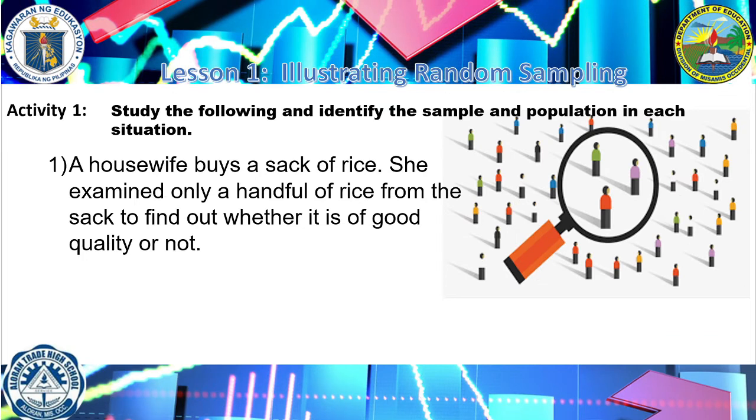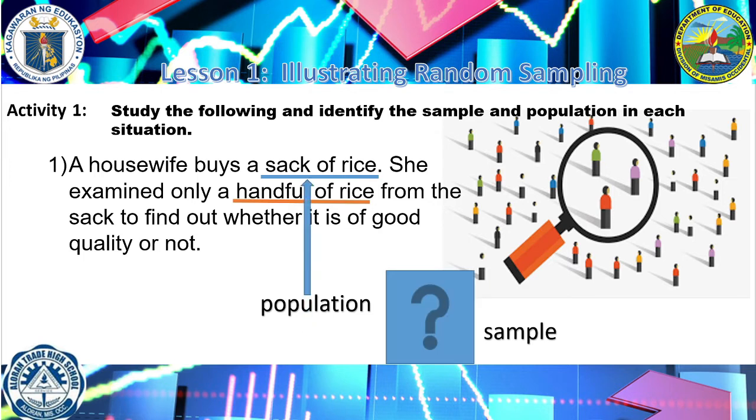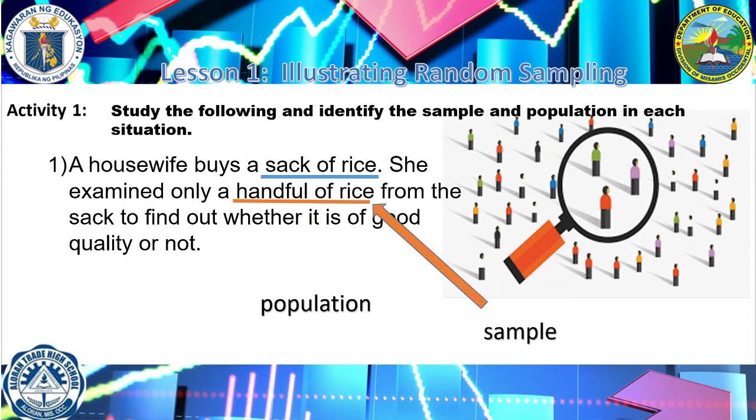Let us have activity 1. Study the following and identify the sample and population in each situation. Number 1. A housewife buys a sack of rice. She examined only a handful of rice from the sack to find out whether it is of good quality or not. We have here sack of rice and a handful of rice. Which is population and which one is sample? That's correct. Our population is sack of rice and our sample is a handful of rice.